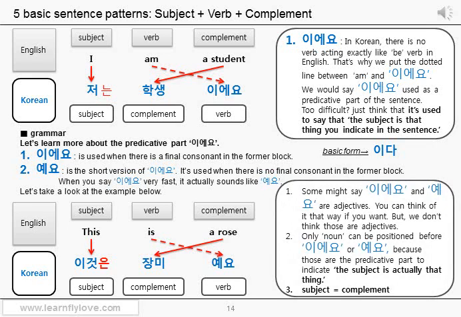Some might say 이에요 and 예요 are adjectives. You can think of it that way if you want, but we don't think those are adjectives. It's just a predicate. It's actually a predicate particle. You have to remember this. Only noun can be positioned before 이에요 or 예요. No wonder why it's used to say something or someone is something. 이에요 or 예요 is not the direct translation of the English be verb. But you can think of it that way only when we are trying to say that subject equals complement.